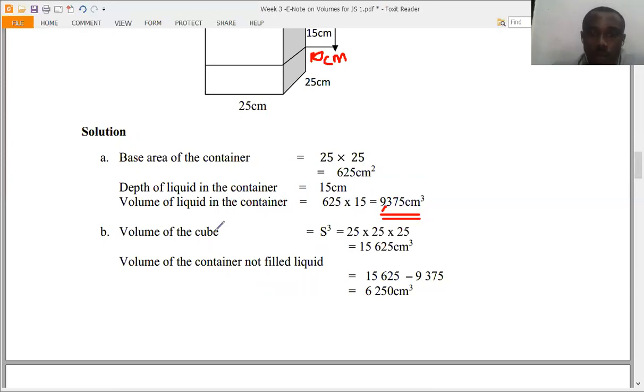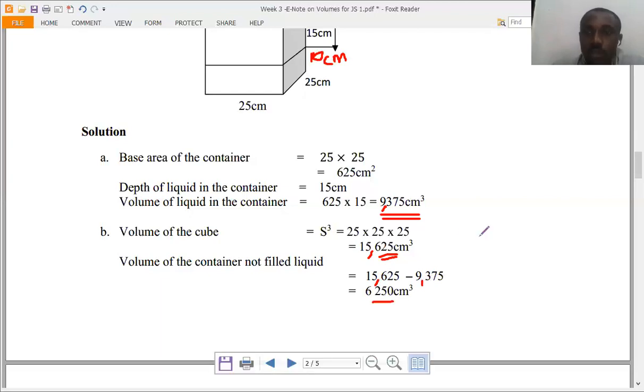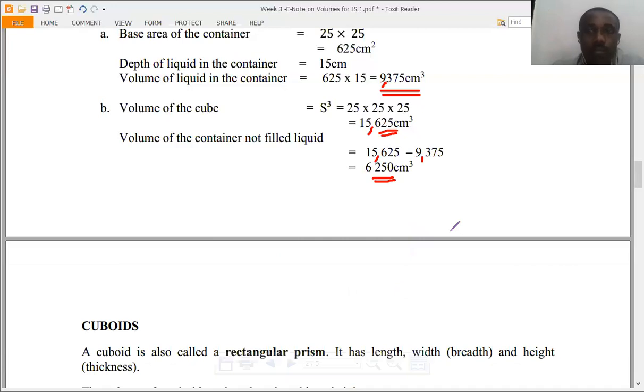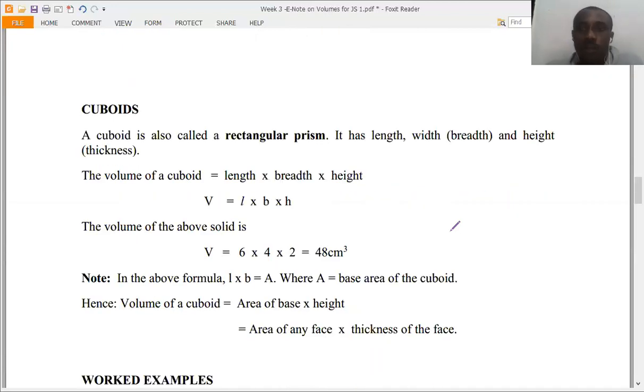The volume of the cube is S cubed, which is 25 by 25 by 25, and that is 15,625 centimeters cubed. Volume of container not filled with liquid is equal to the volume of the container minus the volume of liquid in the container. That is 6,250 centimeters cubed. Very, very simple. So that will be all on cubes, and now let's go to cuboids.